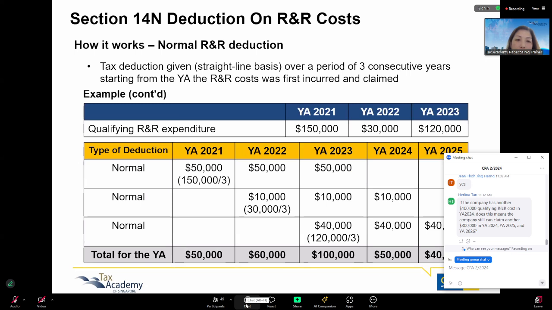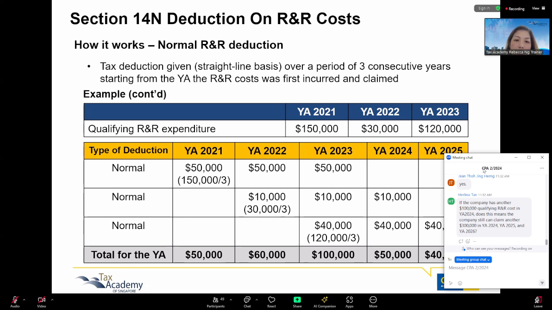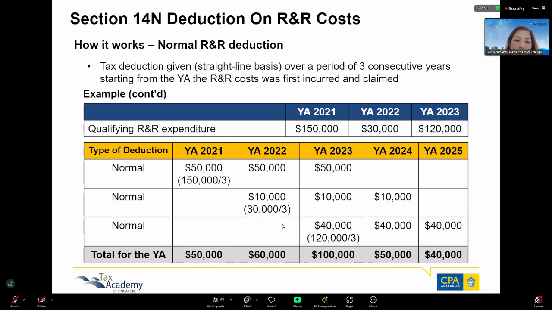We have talked about under normal circumstances, that R&R cost is claimed over a consecutive of 3 years. So there's no break. So when you start claiming 50,000, 50,000, 50,000, you cannot claim 50,000, then jump to YA 2023 50,000 and choose to claim. It's 3 years consecutive. Once claimed, it will be claimed. Once no claim at all. Okay.